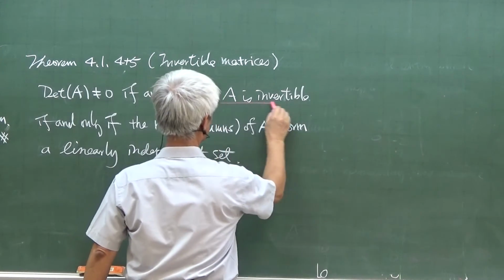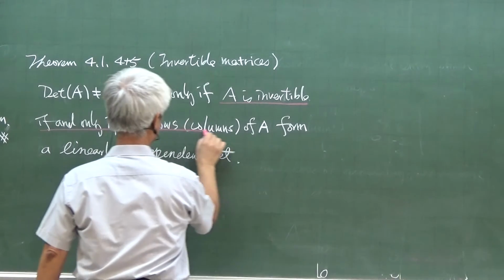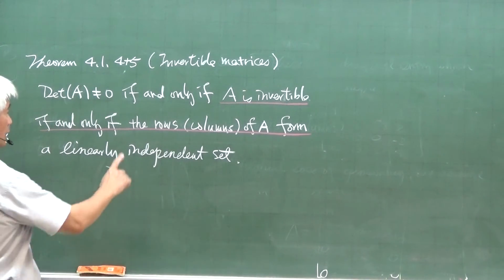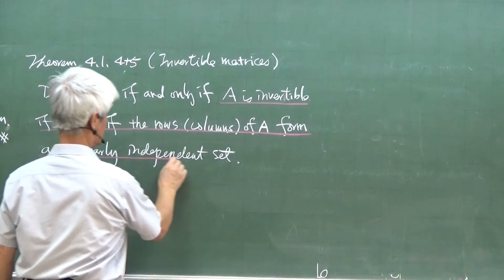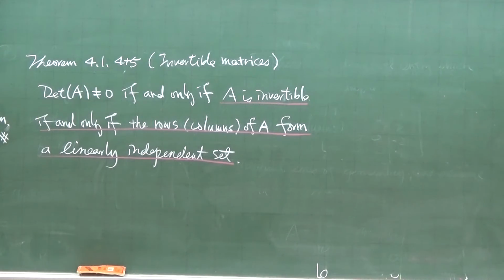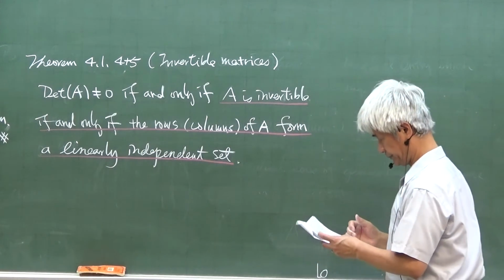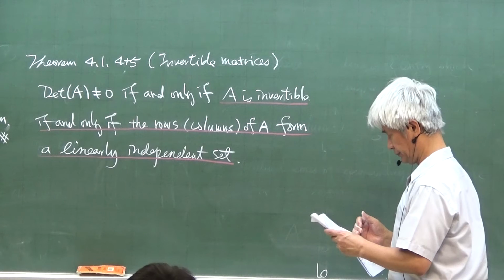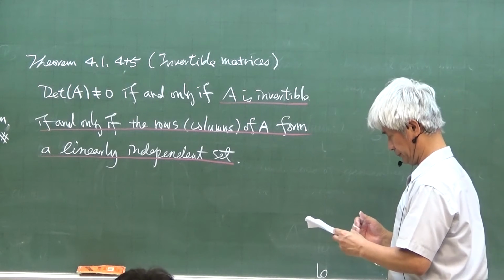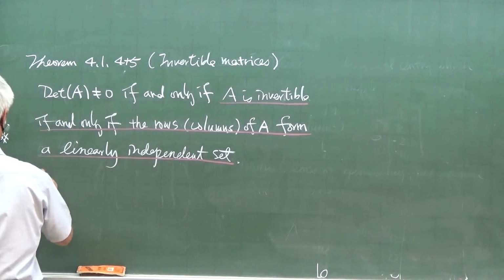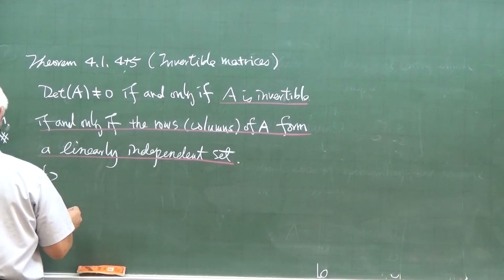This one, A is invertible if and only if the rows of A form a linearly independent set, if and only if the columns of A form a linearly independent set. I think it's in the statement of the invertible matrix theorem in chapter 3, right? So we already know this fact. Okay, so the proof is like this one.